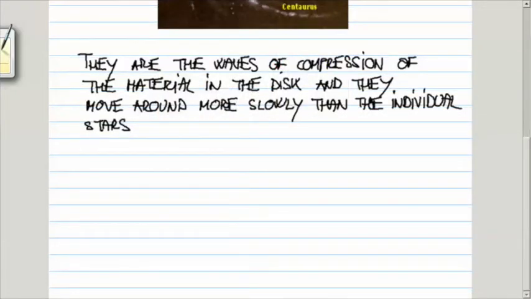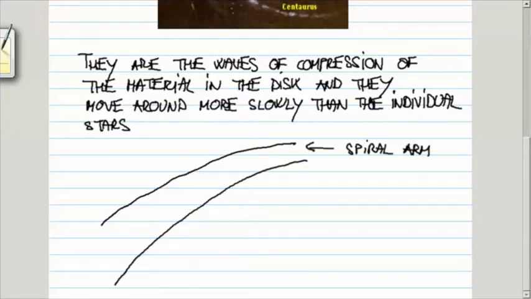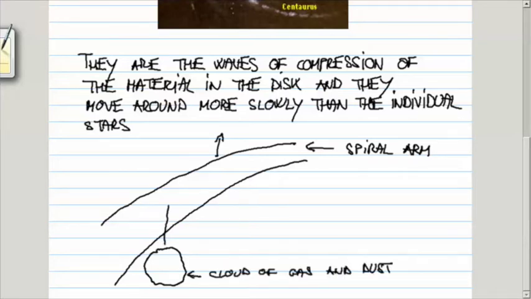Okay, so basically what is happening is, if this is one spiral arm of the Milky Way, it's rotating more slowly around the galactic center than the individual stars or clouds of gas and dust. So say we have here a cloud of gas and dust that moves more quickly than the spiral arm itself.